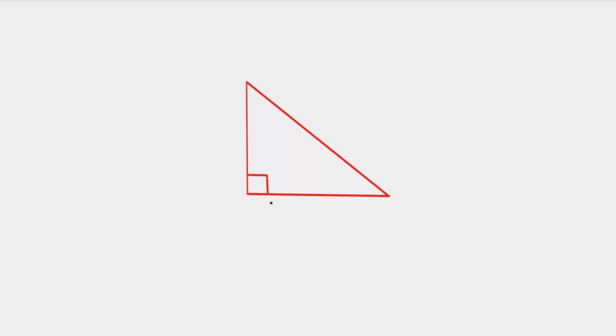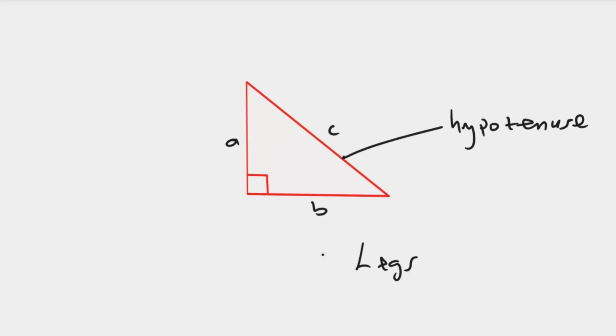Now let's see the parts of a right angled triangle. Let me call this side A, here side B, and that of here to be side C. Now this side C is called a hypotenuse. And these two sides are called the legs of the triangle. So these are the legs of the right angled triangle.